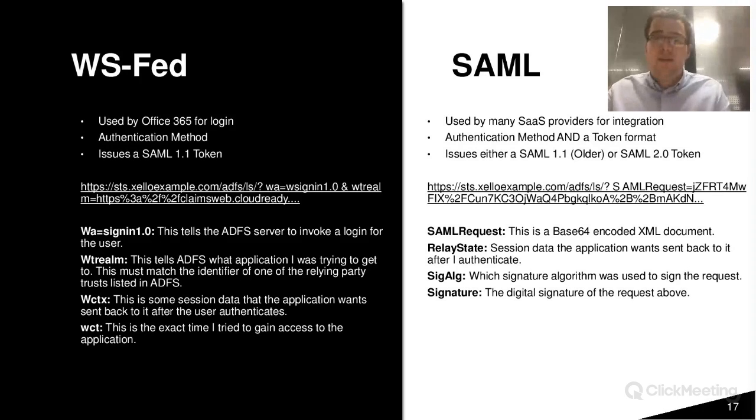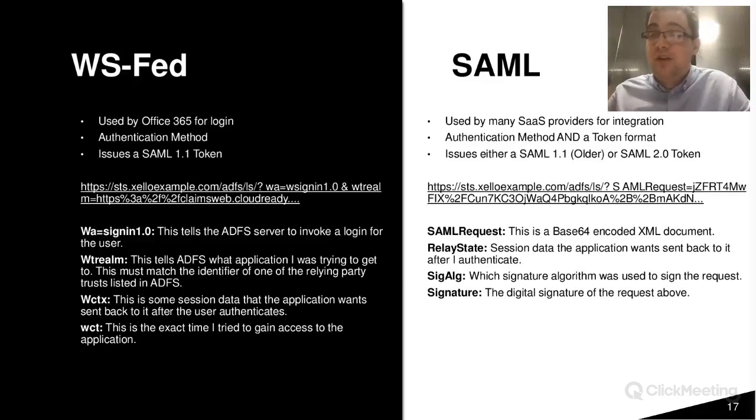This is something we see a lot of our customers moving to Office 365 struggle with. They go, what's WS-Fed? What's SAML? What's the difference? They're actually pretty much the same but different. What it boils down to is WS-Fed is an authentication protocol, and SAML is an authentication and token provider protocol. Office 365 uses WS-Fed, and it's used in ADFS as well, and it does authentication and actually issues a SAML token. So when you call a WS-Fed URL, it gives you back a SAML token.